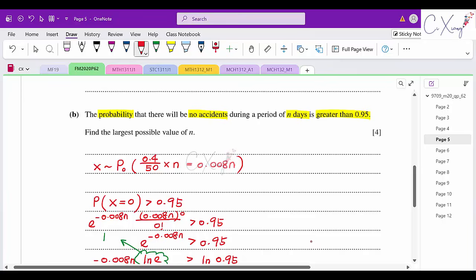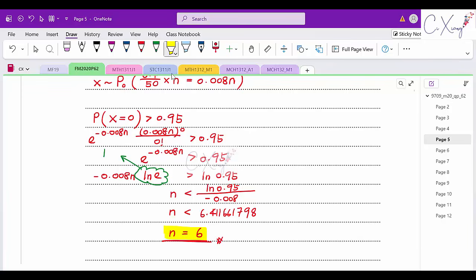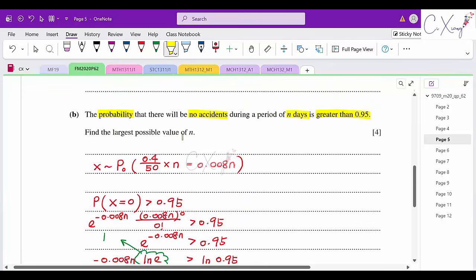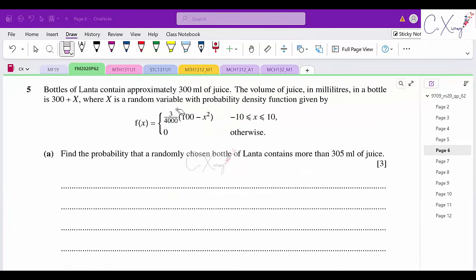They are talking about the number of days, right? It should be a whole number. So what is the integer that is smaller than 6.4? The whole number should be 6. So the value of n should be equal to 6. It shouldn't be smaller than 6, because they are asking for the largest possible value of n. So the largest integer below 6.4 will be 6. All right? So this is how you answer question number 4.